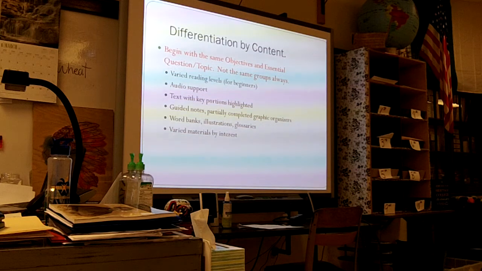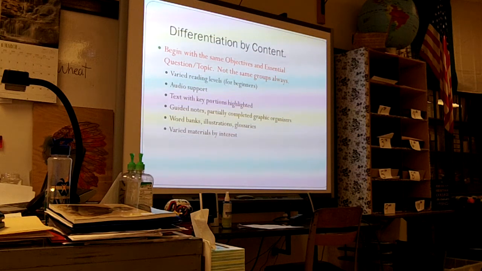Text with key portions highlighted. That's a really great differentiation. So if you have a long text, I do this a lot of times. I'll take what I would give to my AP government kids and give it to my regular government kids. Same primary source documents, where my AP kids may get the whole document, and the expectation is they know how to analyze it. If I'm giving it to my regular class, I may give them the whole document so they can still see it, because I think for them to see everything in context is important, but I'm going to highlight exactly what I want them to read.